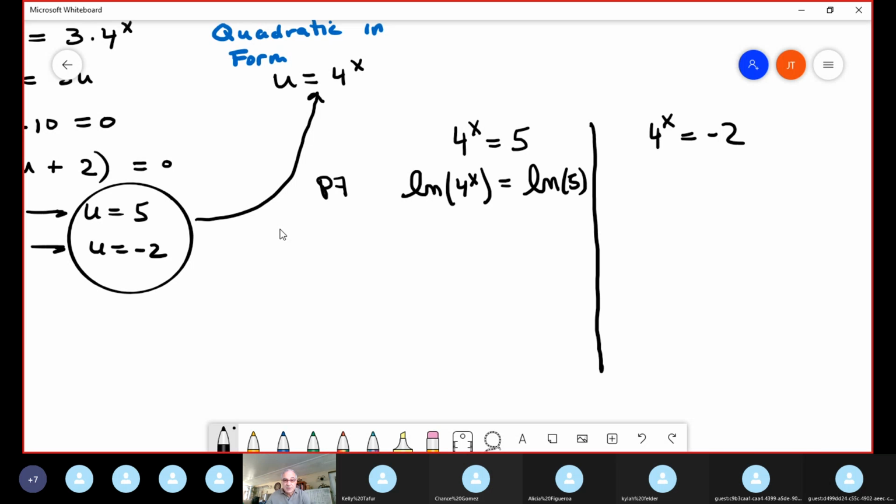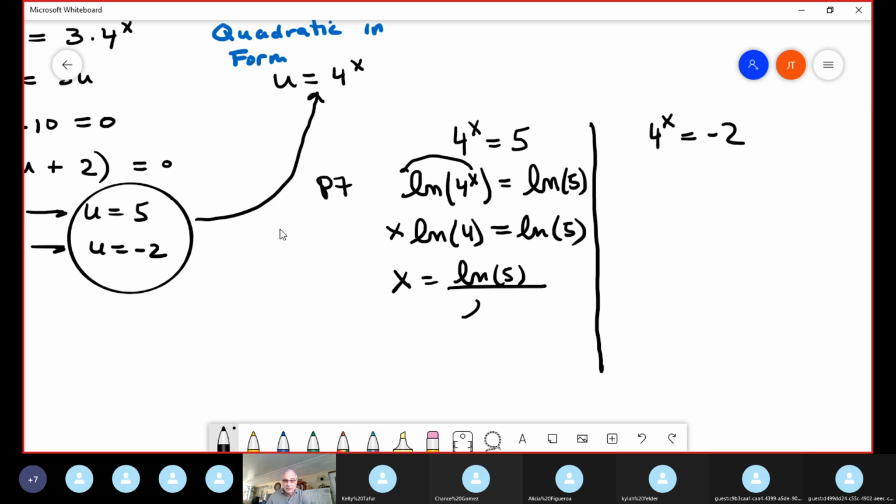Apply the property number 7, and this exponent goes to the front. X times ln of 4 is equal to ln of 5 divided by ln 4 on both sides. X is equal to ln of 5 divided by ln of 4.